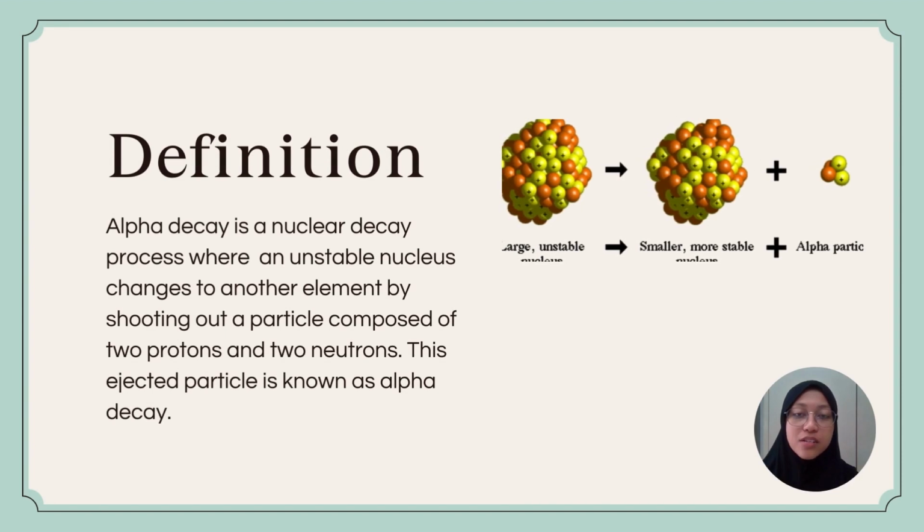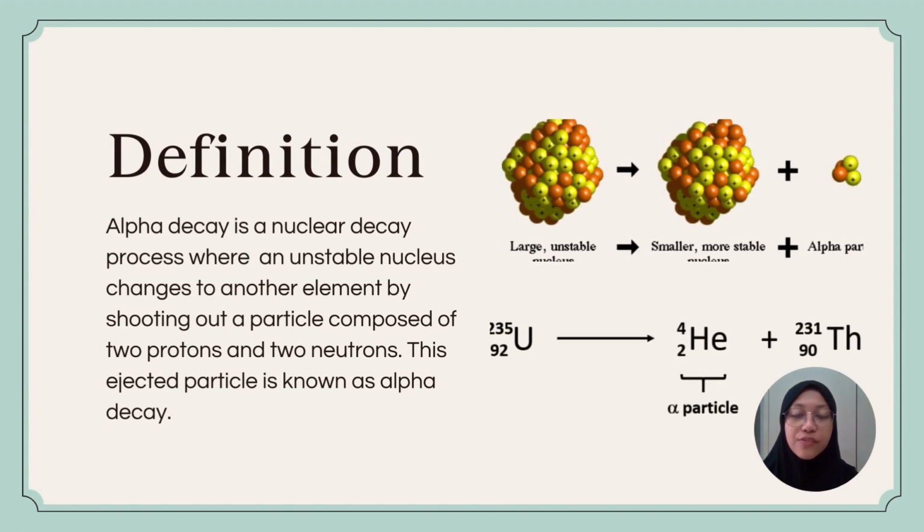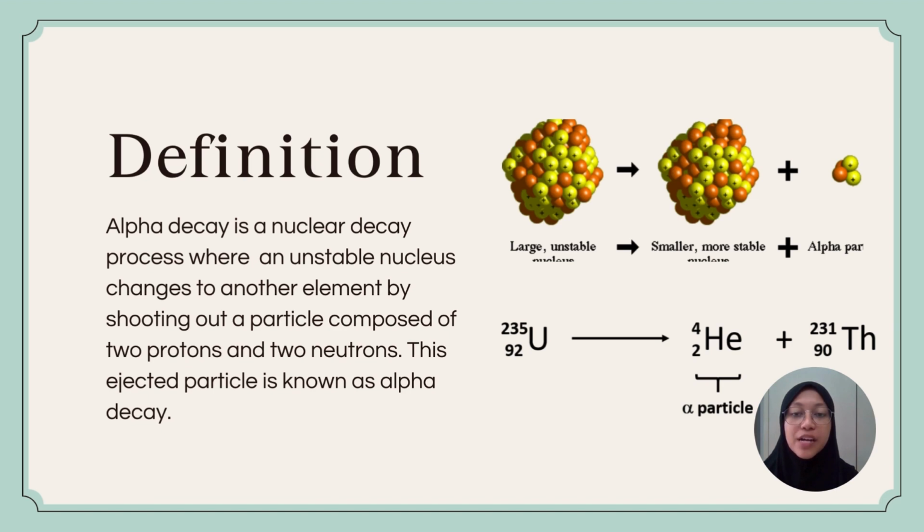Okay, so first we're going to start with the definition of alpha decay. Alpha decay is a nuclear decay process where an unstable nucleus changes to another element by shooting out a particle composed of 2 protons and 2 neutrons. This ejected particle is known as an alpha particle.